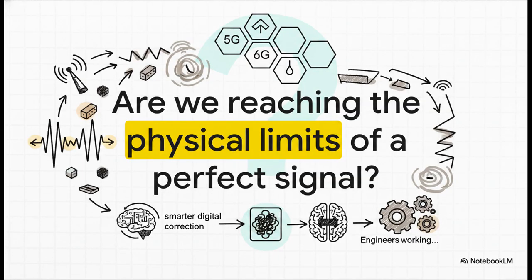And that really leaves us with a pretty fascinating question for the future, doesn't it? As we keep pushing for more, faster speeds, more connections, looking ahead to 6G and technologies we haven't even dreamed of yet, our digital correction techniques are going to have to get even smarter. But are we getting close to a point where the physical noise is just too much for even our best algorithms to overcome? That's the challenge engineers are tackling right now.